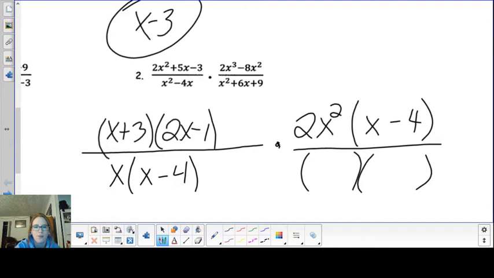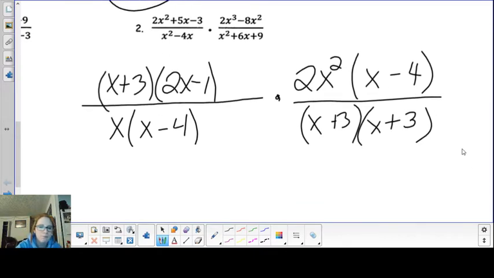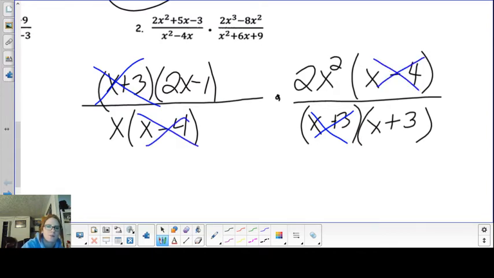Oh, wait, look, we see that one again. Multiplying to a positive 9, adding to a positive 6. Positive 3 and positive 3. My x plus 3's cancel. And x minus 4 cancels.